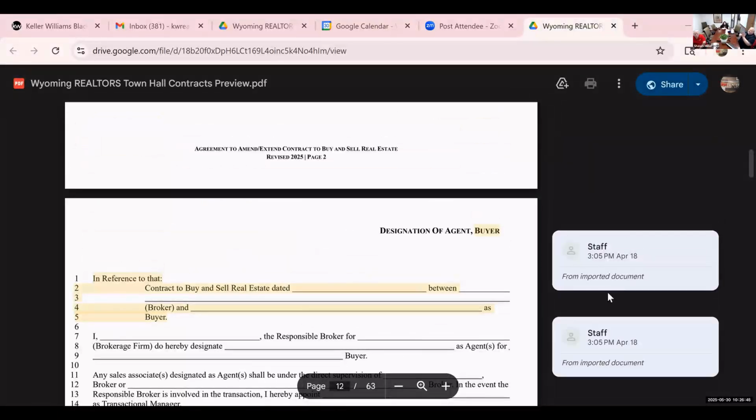Designation of agents. This is only if we are in the same brokerage making offers on property, with sellers or buyers working together who are both represented by the same firm. In that case, we do what's called designated broker or designated agency. In that designated agency form, you used to have a whole bunch of check boxes and a whole bunch of craziness.